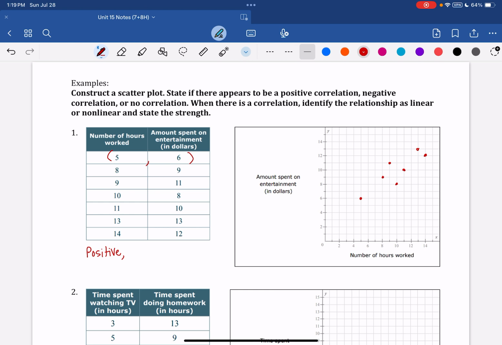To me, that appears linear. And then I would say this is moderate in strength. Now the strength isn't vital at this point. There are more accurate ways to determine that, but we're not going to worry about it. Today we're just going to eyeball it and make the determination. The biggest thing you need to worry about is positive, negative, or no correlation, and then whether it is linear or nonlinear.